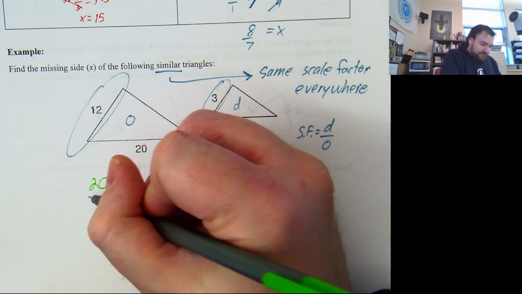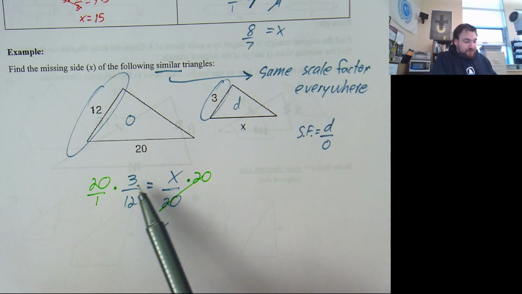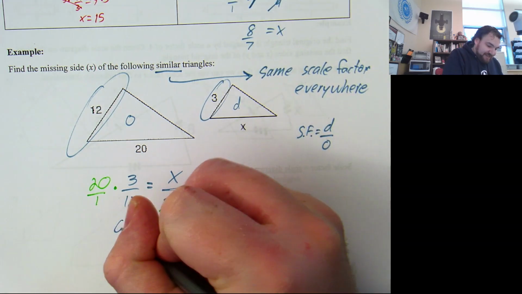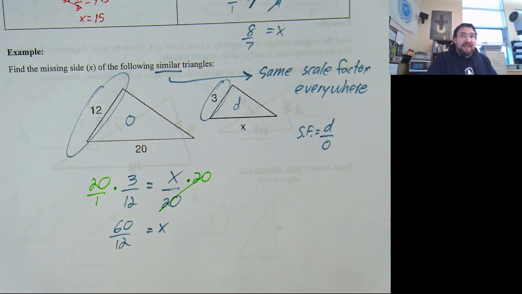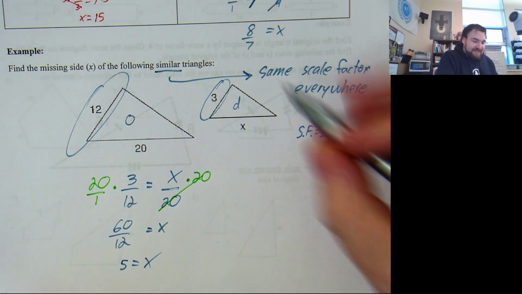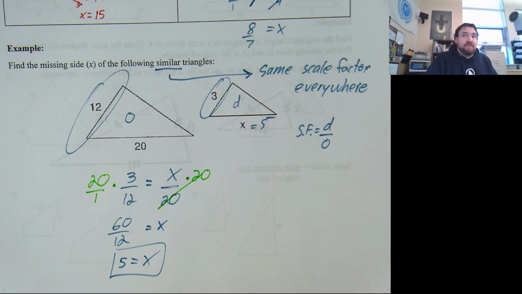And I'm going to put the whole number over 1, multiply my numerators, multiply my denominators. And we're going to get that x is going to be 20 times 3 is 60, 12 times 1 is 12, and 60 divided by 12 is what? If you need to use a calculator, you're welcome to use a calculator. If you've got the times tables memorized, 60 over 12 is 5. So what that means is this side length must equal 5.